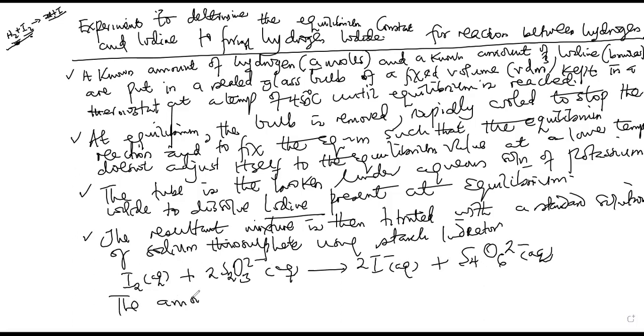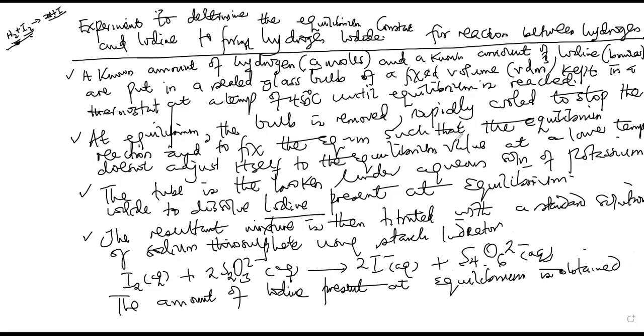So the amount of iodine present at equilibrium is obtained. So this one now can help us treat the results and we get the value of Kc. Okay, let's see. It means that the total volume of the bulb is equal to V decimeters cubed.